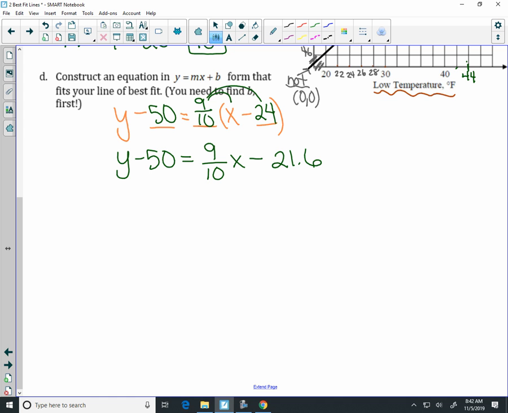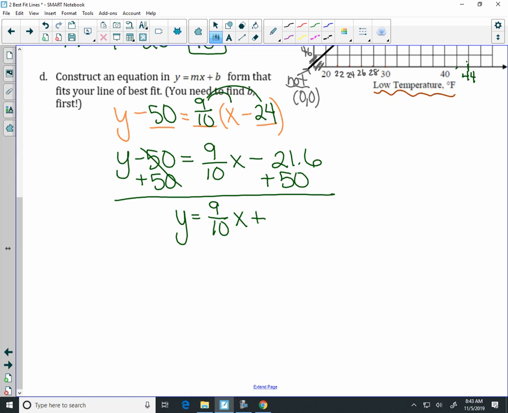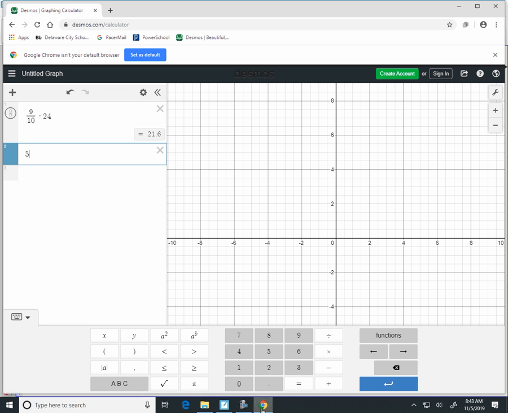So when we're working with point slope, that order is important. We always want to distribute first and then bring over our 50. 50 minus 21.6. I think it's 28.4.